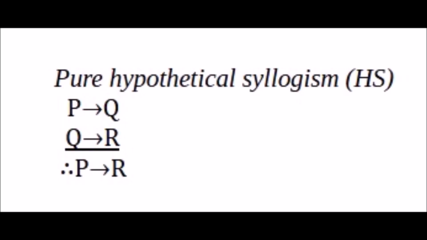There are three types of syllogisms using what are called hypothetical statements or conditionals. The pure hypothetical syllogism simply takes a standard form in which it is valid only in that form. Otherwise, it is not very interesting. Given if P then Q and if Q then R, we can infer if P then R.